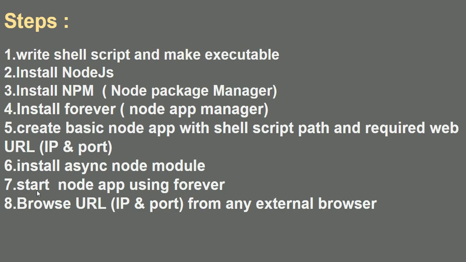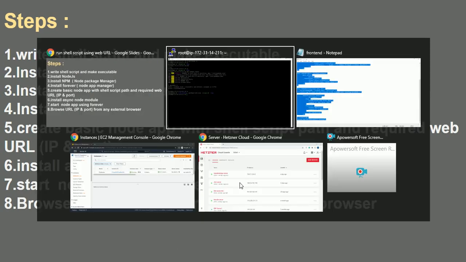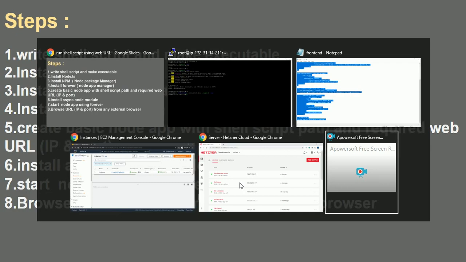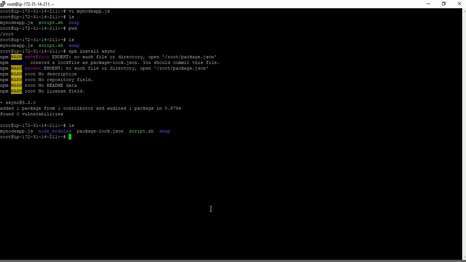Now, last but not least, we have to start this node app using forever. So let me start this node app. To start it, you have to go to your node app location and start from there. My node app location is my root directory here only, so I'm starting my node app here only using forever. To start the node app using forever, type forever start, and then you have to give your node app name, my node app.js.